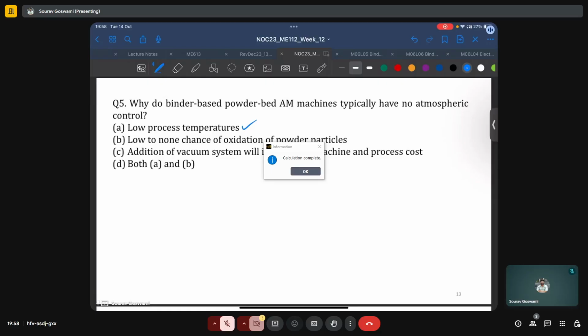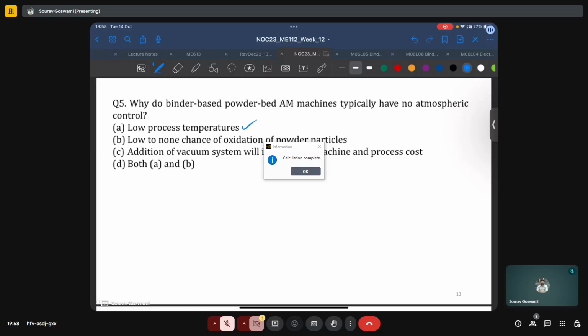Second, there is low to none chance of oxidation of powder particles because of the very low process temperatures. And so there is no need for maintaining a vacuum environment or purging of an inert gas because the materials are simply not exposed to high enough temperatures. They're at ambient temperature only.